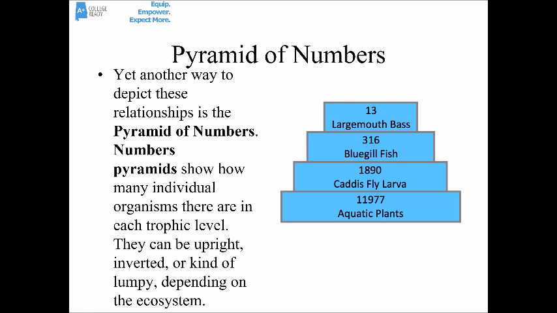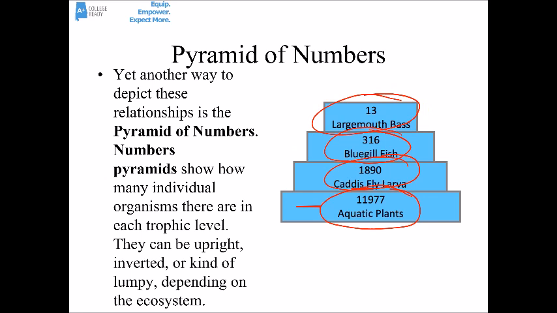You can also look at what's called a pyramid of numbers. This shows you how many individual organisms are found at each trophic level. So aquatic plants, we've got nearly 12,000. The caddisfly larvae that feed on those plants, about 1,900. The fish that feed on the larvae, about 300. And the bigger fish that feed on the bluegills, only about 13 of those.